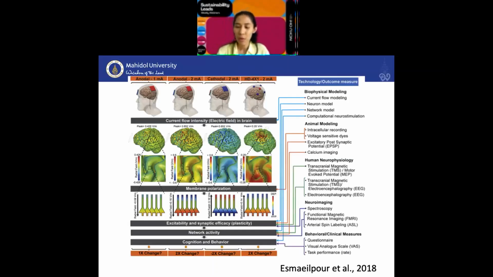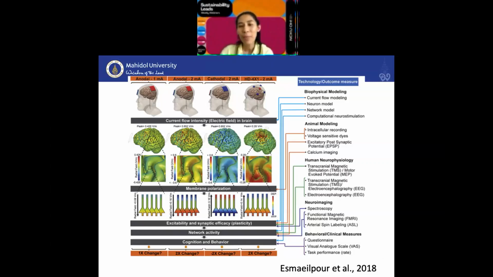I like this photo a lot. This picture comes from a study in 2018. Actually, you have several technologies or outcomes to measure tDCS effects. tDCS is just an intervention. You cannot use tDCS as a measurement. Okay, so let's have a look at the picture here.